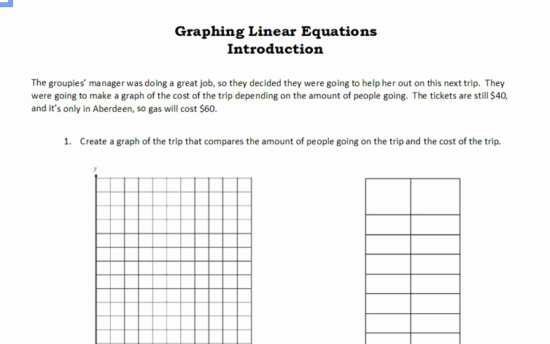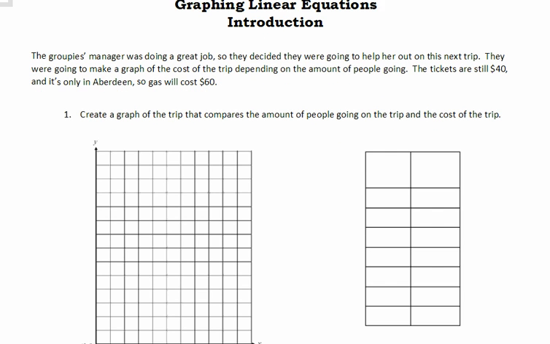Okay, next section. It says the groupies' manager was doing a great job, so they decided they were going to help her out on their next trip. They were going to make a graph of the cost of the trip depending on the amount of people going. The tickets are still $40 and it's only in Aberdeen, so gas will cost $60.